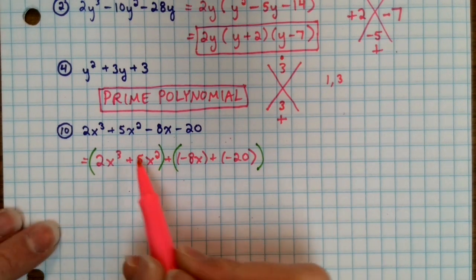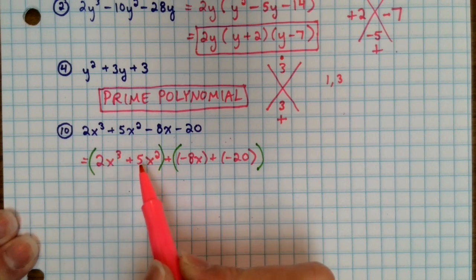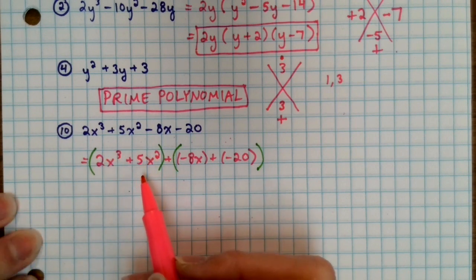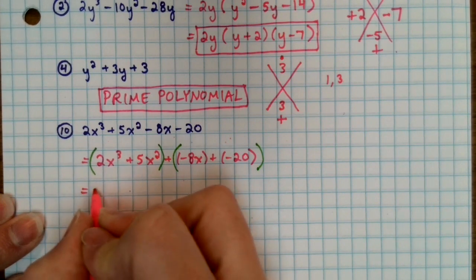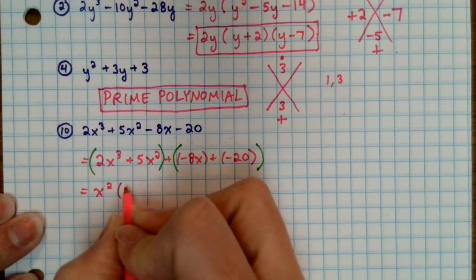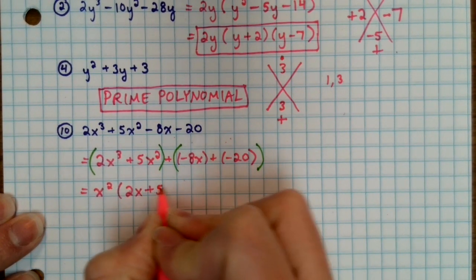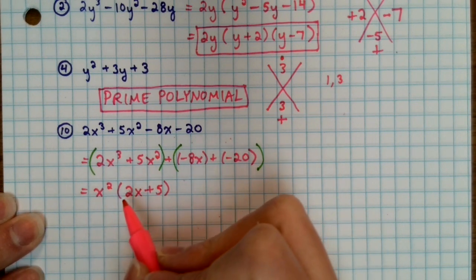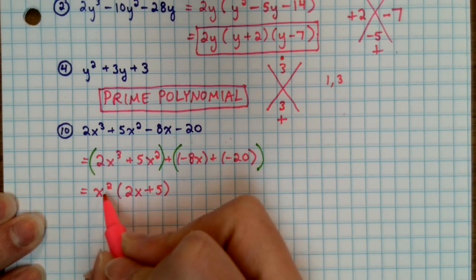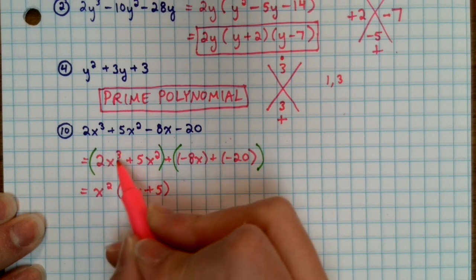So now that I've grouped these 2 sets, we're going to look at each set and figure out, okay, well, what's the GCF of this first group? The GCF of this first group is x squared. So I'll have x squared out front. We're left with 2x plus 5. And again, just like the previous problem with number 2, you can always go back and double check. Does x squared times 2x give me 2x to the third power?